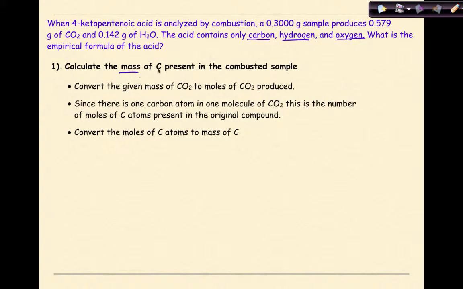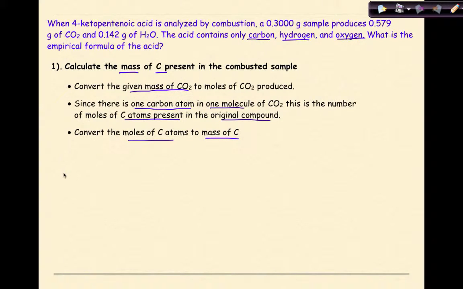Calculate the mass of the carbon present in the combusted sample. So the first thing that we're going to want to do is convert the given mass of carbon dioxide, in this case 0.579 grams, to moles of carbon dioxide produced. Since there is one carbon atom in one molecule of carbon dioxide, this is the number of moles of carbon present in the original compound. Convert the moles of carbon atoms to mass of just carbon.